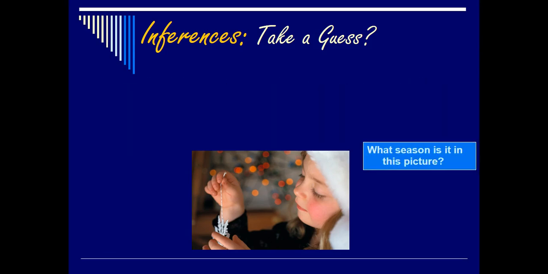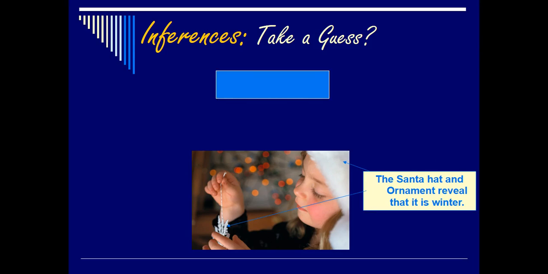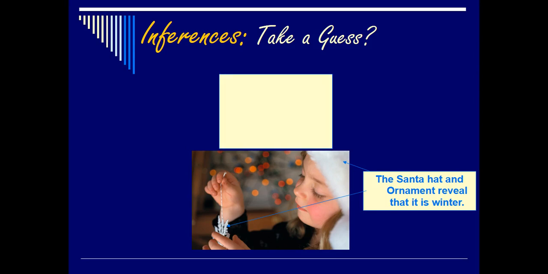First, what season is in this picture? The Santa hat and the ornament reveal that it's obviously winter, right? Sometime around Christmas. The second question was, what is this person doing? Well, if you look closely, she has an ornament in her hand, right? So that ornament most likely would tell us that she is decorating her tree.